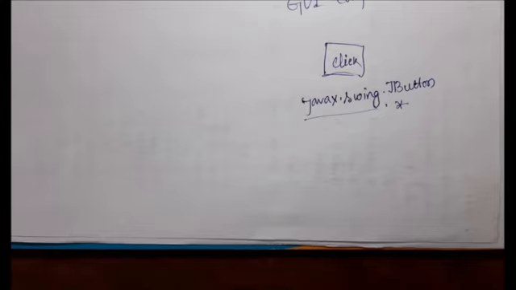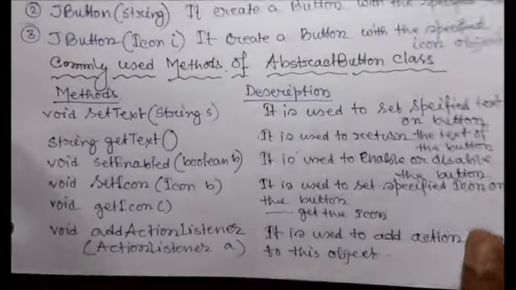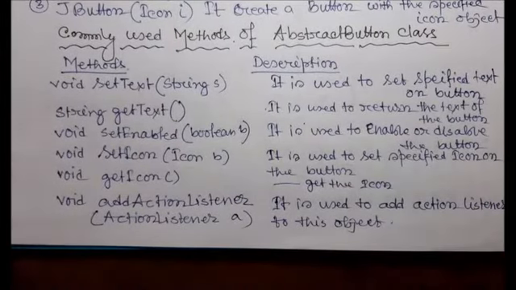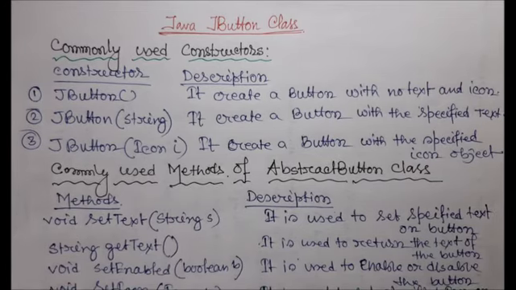Next, what are the commonly used constructors of the JButton class? There are three important constructors, and I will discuss them one by one. We will see them with an example also, so you know how to use them according to your requirement, because those three constructors are used for different purposes. The class name is JButton, so the constructor name is JButton, because constructor name and class name must be the same.